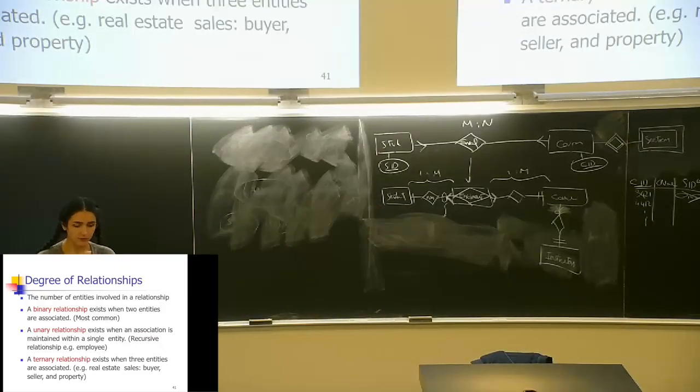Now, a unary relationship, as I said, is the relationship between an entity and itself. So it's a recursive relationship, like for example, employee. A ternary relationship exists when three entities are associated. For example, in real estate sales: buyer, seller, and property. But you won't have examples of this for your exam. These two are the most important ones for this course.